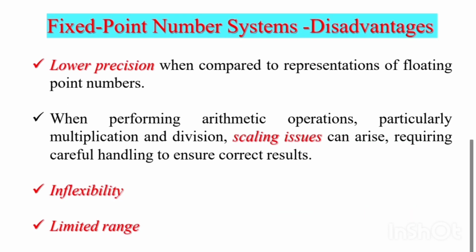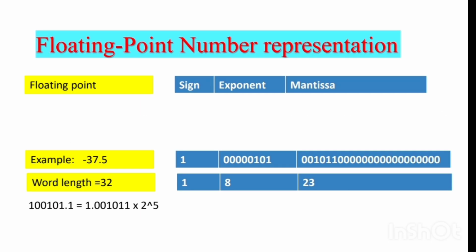The disadvantages of fixed number systems are listed over here. Number 1 is lower precision, and number 2 is scaling issues, especially when we are going for multiplication and division, and inflexibility and limited range compared to floating point number systems.